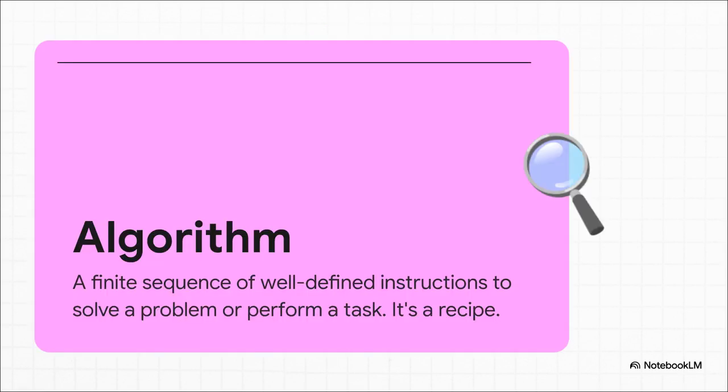At its very core, an algorithm is just a set of rules. It's a step-by-step list of instructions designed to solve one specific problem or finish a task. Honestly, the best way to think about it is as a recipe. A recipe tells you exactly what to do, in what order to get a very specific result, right? An algorithm does the exact same thing, but it's for a computer.